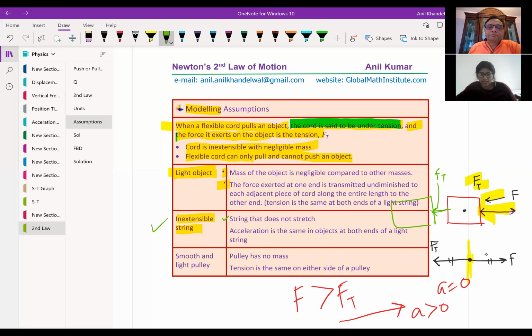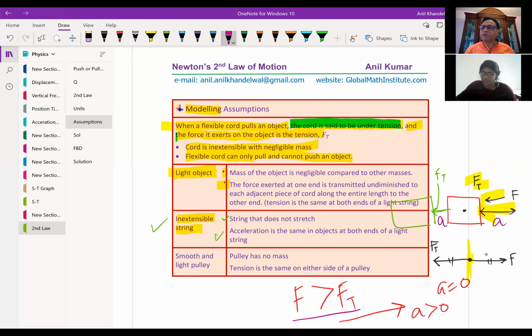Now also read, what do we understand by inextensible string? It's a string that does not stretch, and the acceleration is the same in objects at both ends of a light string. Correct. So acceleration is also the same at both ends. If this accelerates with A, that also accelerates with A. So if my force F is more than the tension, both the objects with that string in between will move with exactly the same acceleration A. You understand this part now?